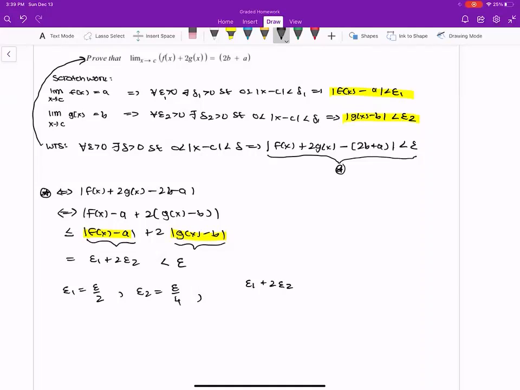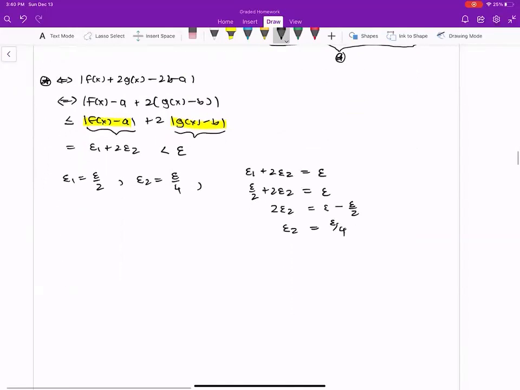If you're confused on how I got epsilon 2, let's on the side, I will do epsilon 1 plus 2 epsilon 2 equals epsilon. So we chose epsilon 1 to be epsilon over 2, so we're just subbing in epsilon over 2 plus 2 epsilon 2 equals epsilon. Now, if we isolate for epsilon 2, epsilon subtract epsilon over 2, then you simplify that, you get epsilon over 4. And that's how we got the values for epsilon 1 and 2.